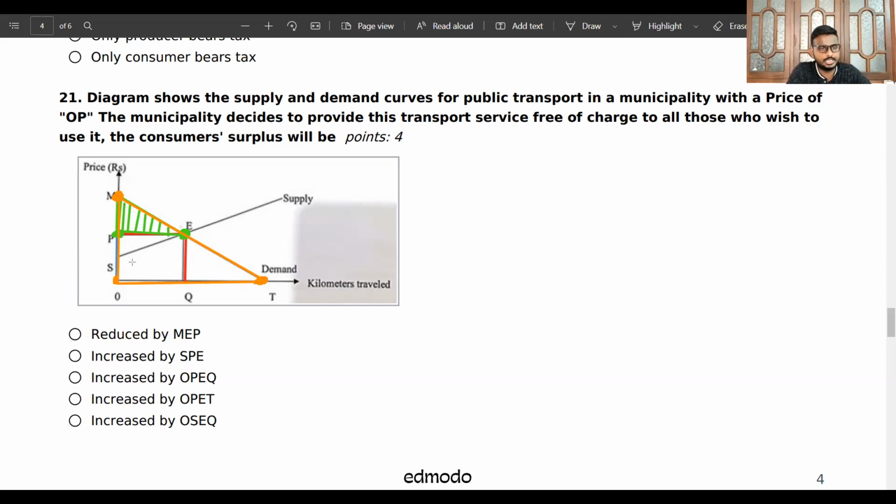Right? So you can see consumer surplus is increasing. Consumer surplus is increasing, and that's what they're asking. Consumer surplus has increased by how much? It has not reduced, so that's out. Increased by how much is simply, you see, earlier it was only MPE, now it's MTO. That means what's the addition to consumer surplus? That is this area.